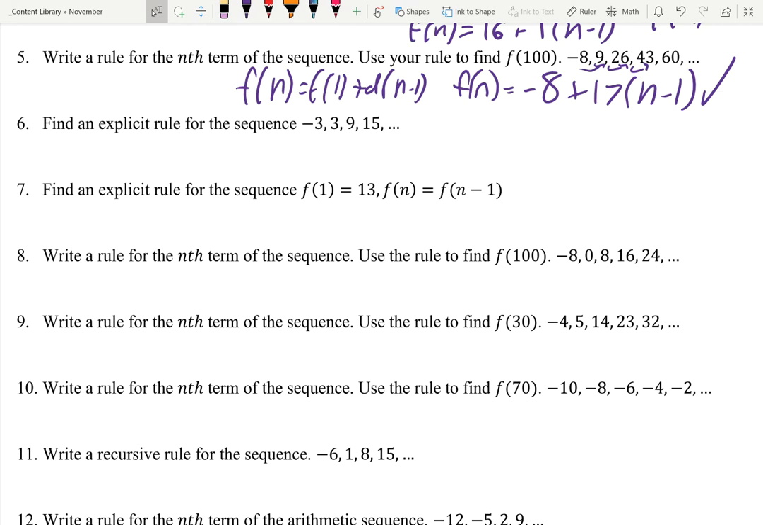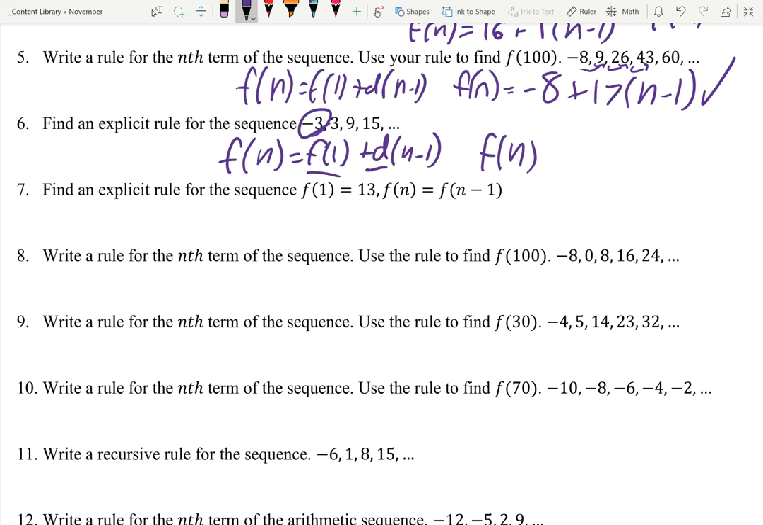So number 6, find an explicit rule for the sequence. This is kind of like the same thing we just did in number 5, except we're not actually going to plug a number in at this point. We're just going to write the explicit rule. So same formula, f of n equals f of 1 plus d times n minus 1, right? And just plug in our two values. So it'll be f of n equals f of 1, which is our first term, -3. So -3 is our first term, plus our common difference. Now our common difference here, you might be able to tell, is 6. So adding 6 times n minus 1.